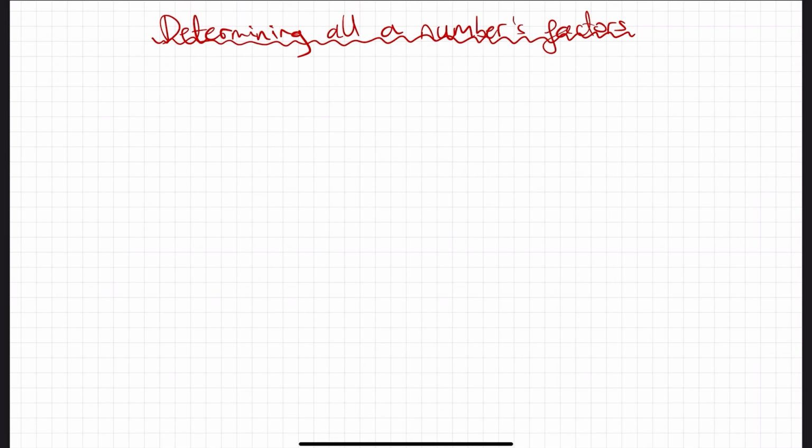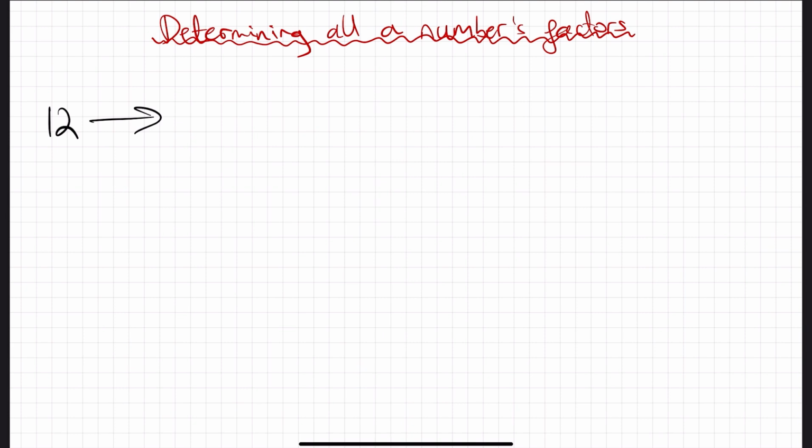Hey guys, welcome back to another RSK Maths tutorial, and in this tutorial I'm going to be showing you guys how we can determine all of the possible factors of a given number. So for example, what I mean by this task is simply, if we have a number such as 12, we want to determine every single factor of this.